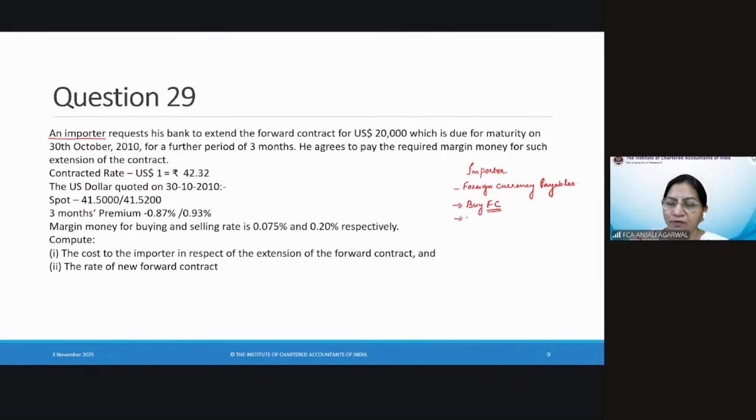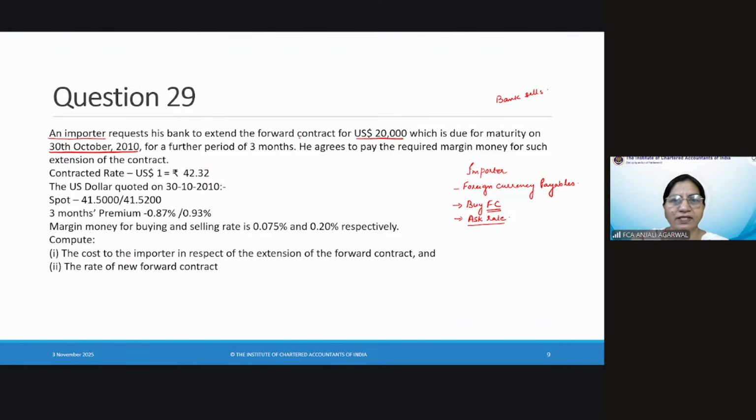So he goes to the bank to buy the foreign currency. Ask rate would be applicable. So bank is selling the foreign currency. Bank sells, customer buys. How many dollars? US dollars 20,000. What date of maturity? On 30th October 2010.